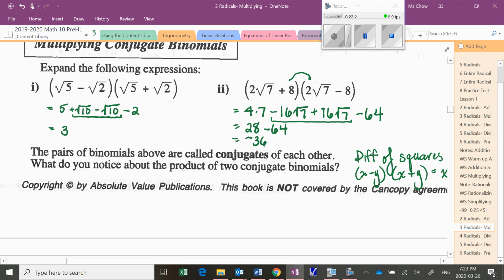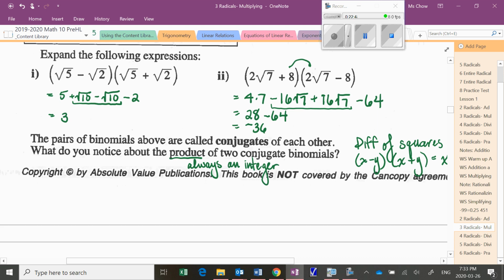So the best thing, hopefully, that you're noticing about the product, a couple of things happen. The outside and inside essentially cancel each other out. The other thing is that the product is always an integer. So the product is always an integer. So that's going to come in really, really handy in a later lesson.